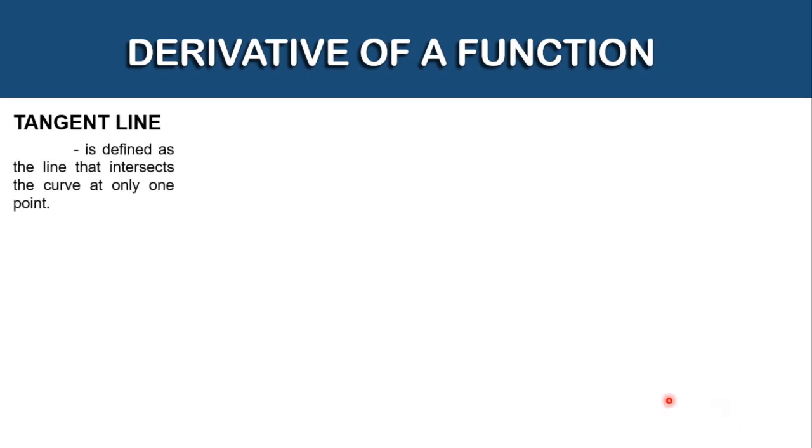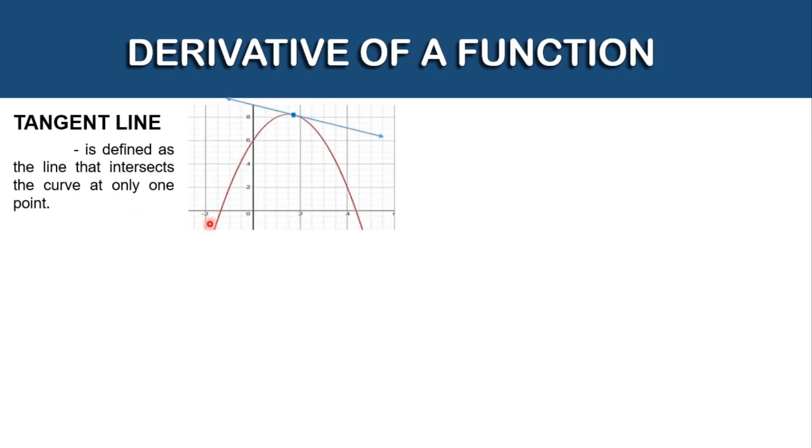This is defined as the line that intersects the curve at only one point. So let's look at this graph. This is our curve and this is our tangent line. This intersects the curve at only one point. This point is called the point of tangency.